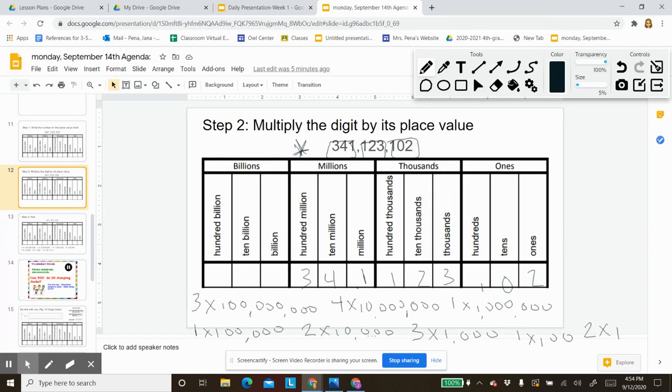Woo! So let me make sure I have them all written down. I should have, let me fix that one real quick. 1, 2, 3, 4, 5, 6, 7. I'm going to skip that 0 because we don't have any groups of 10, and 8. Let's make sure we have them all written down. 1, 2, 3, 4, 5, 6, 7, 8. Yay, we did it. Okay, now let's move on to step number 3.